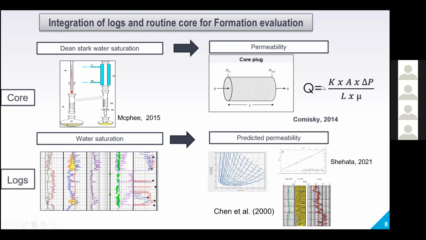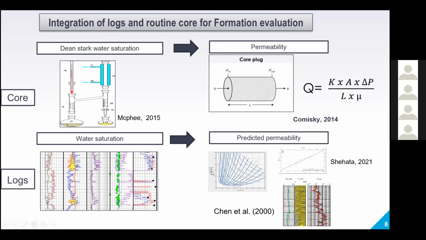After you derive the permeability of the core data, you need to calculate or predict the permeability in the logs. There are a lot of methods you can use to get this core permeability and put it in the log permeability. How? The first method is called the Buckles plot.